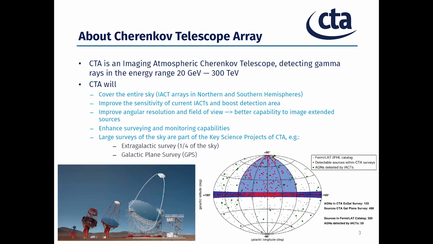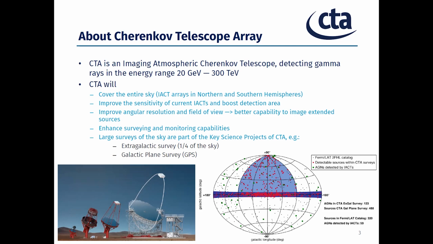So to start, about the Cherenkov Telescope Array, we heard a bit about it today. CTA will be the next generation imaging atmospheric Cherenkov telescope, and it will be detecting gamma rays in the energy range between 20 GeV to 300 TeV. It will be especially important for gamma ray astronomy and astrophysics because it will be really an improvement on the current generation of imaging atmospheric Cherenkov telescopes. It will be able to cover the entire sky due to the fact that it will have arrays in the northern and in the southern hemisphere. And it will also significantly improve on the sensitivity of current telescopes of the same type, and boost the detection area. It will also improve the angular resolution and the field of view, which is very important for observing extended sources.